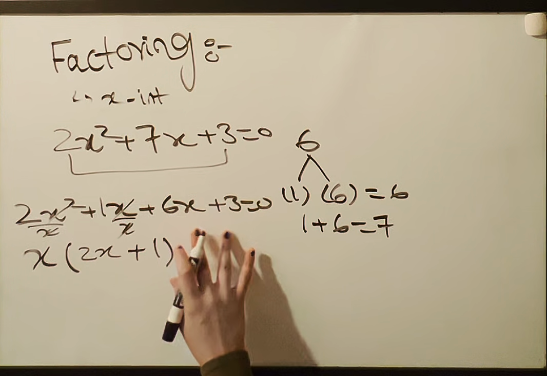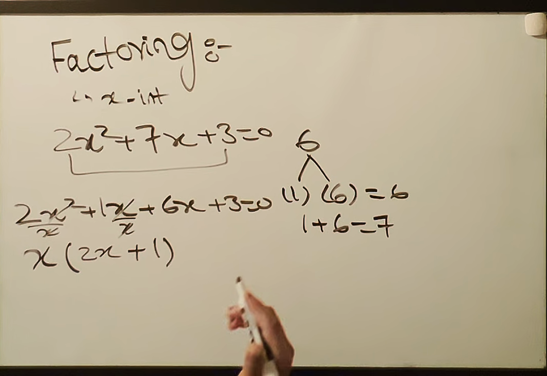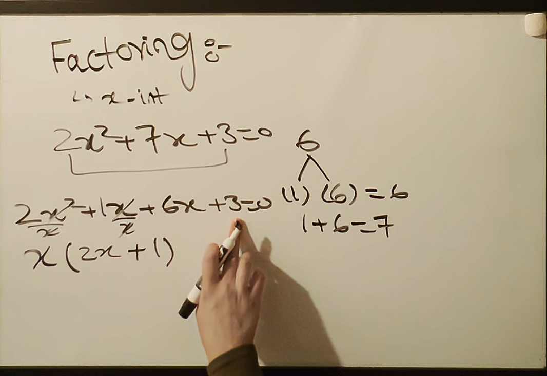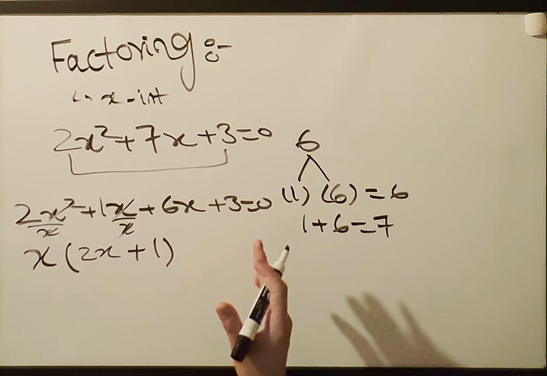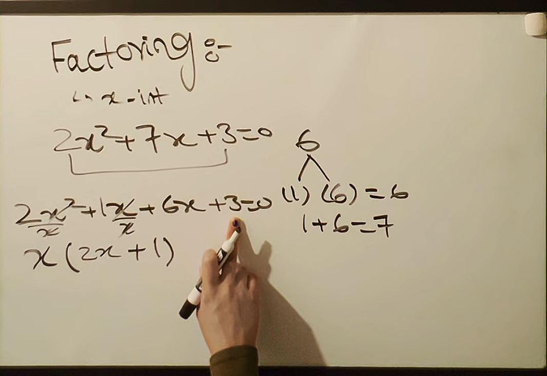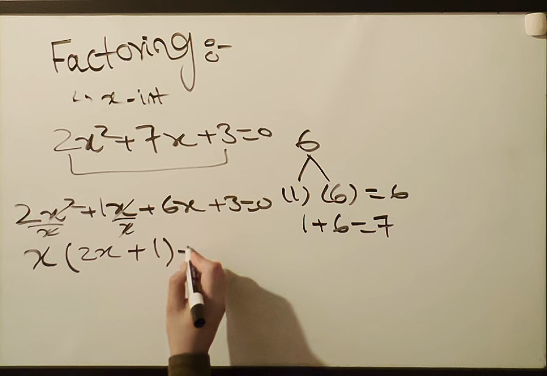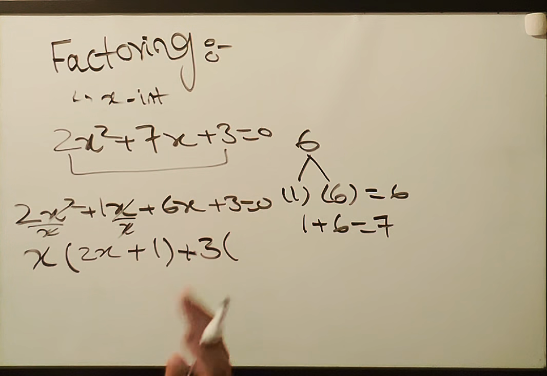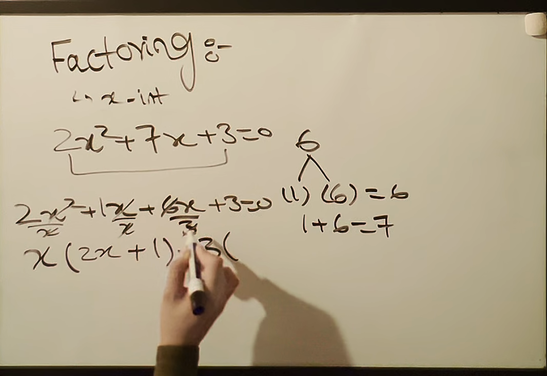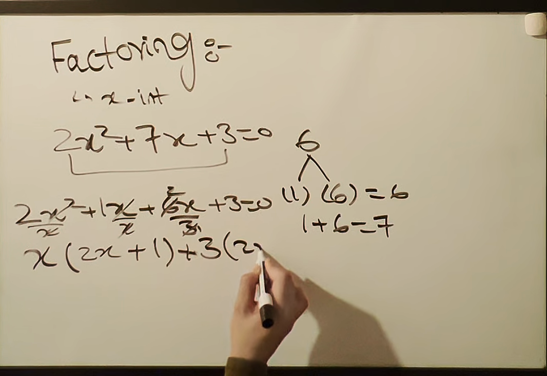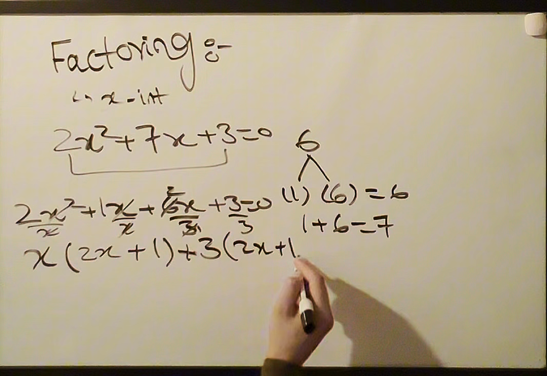Now for the second two terms, again, I'm looking for something that both of them have. In this case, it's not a letter because 3 doesn't have any x's with it. So we know it should be a number, and that number is 3, because this is divisible by 3 and that's also divisible by 3. So the biggest multiplier is 3, and we need to divide by 3. We get 2x plus 1.